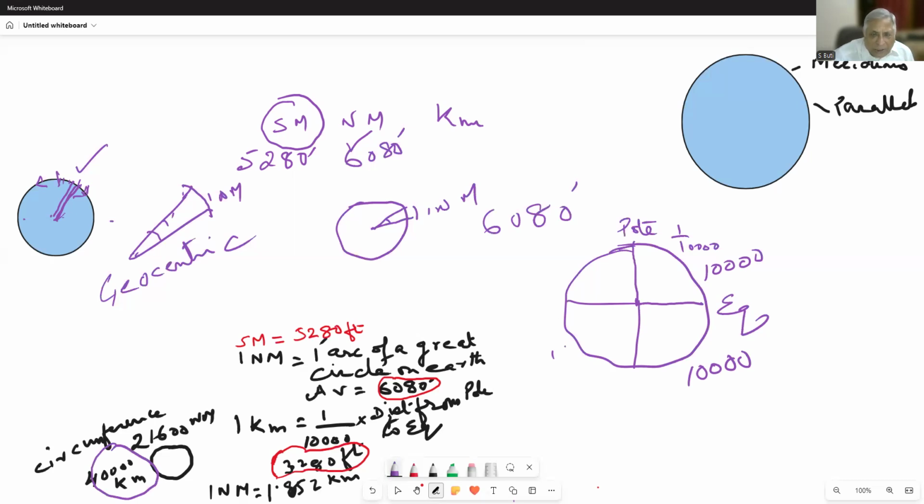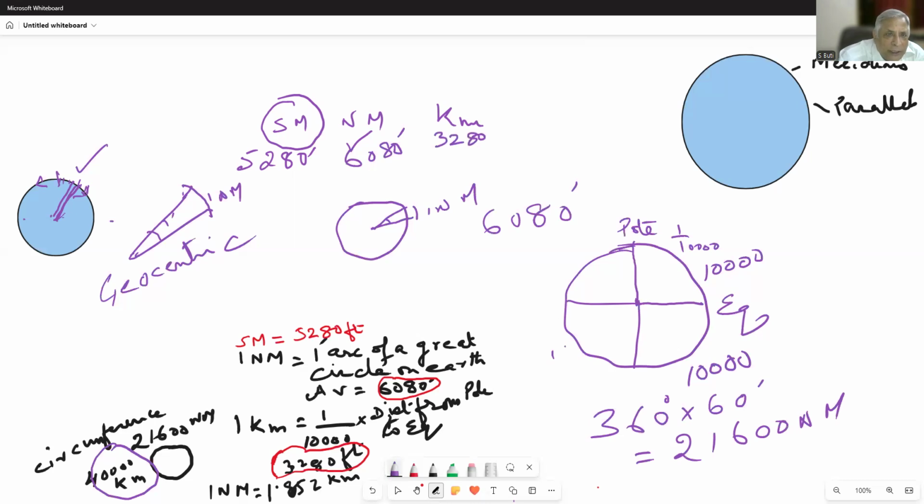In nautical miles, it will be 360 degrees of a great circle. Each degree has 60 minutes and the distance will be 21,600 nautical miles. Circumference of the Earth, 40,000 kilometers or 21,600 nautical miles. The average length of a kilometer is 3,280 feet.